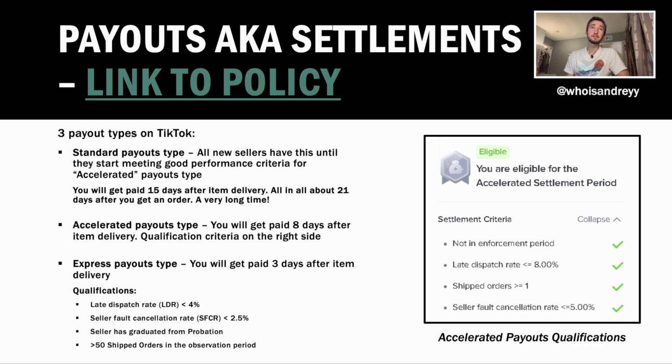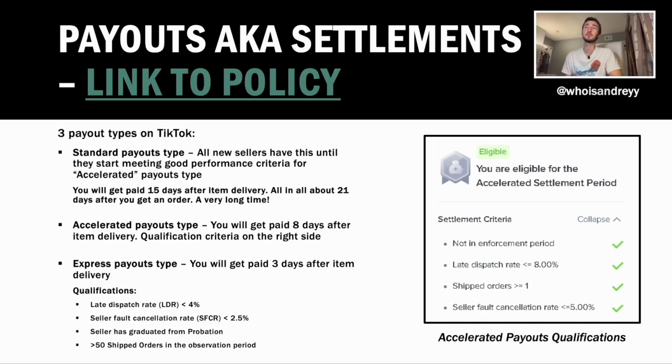So definitely your goal would be to get out of the standard payout type as soon as possible, and you can pretty much easily do that once you get orders, once you provide buyers with good customer experience, good customer service, and all your metrics are good. It will only be a matter of time, so I wouldn't be too worried about this. You would then graduate to accelerated payouts.